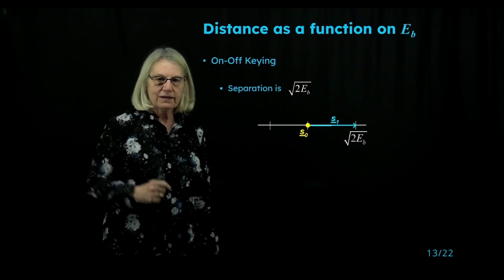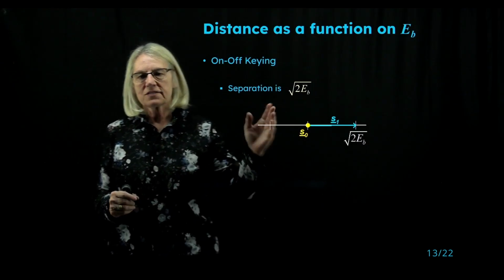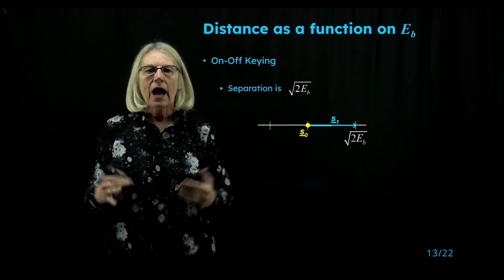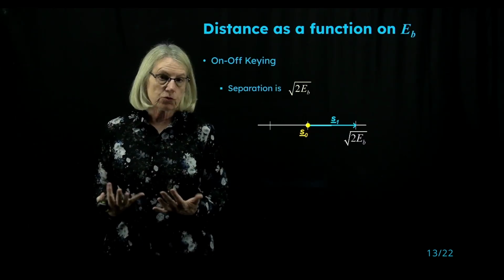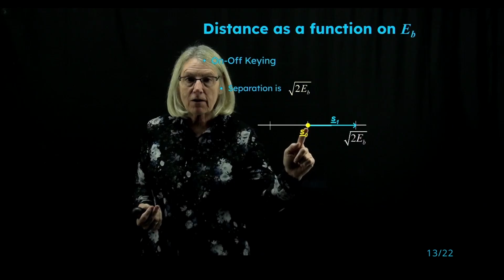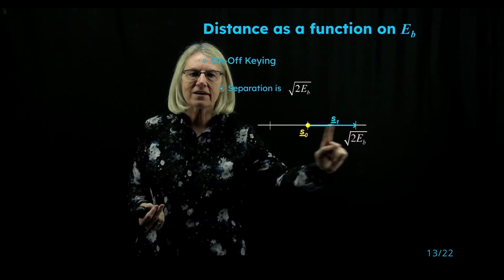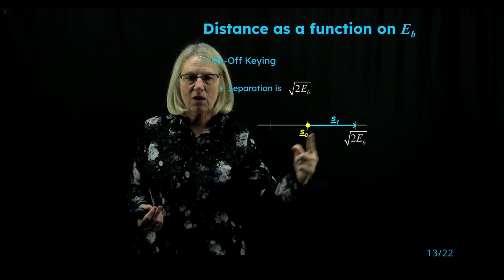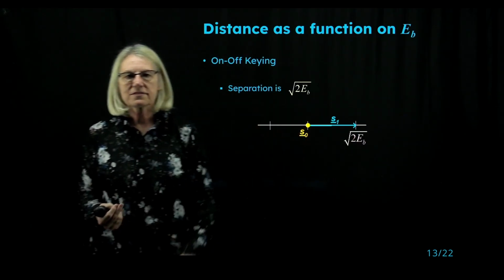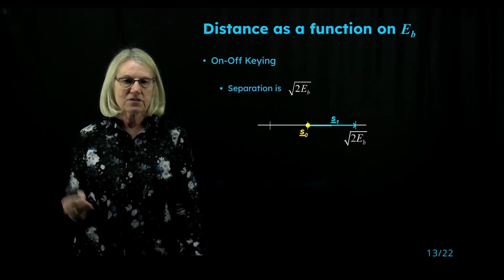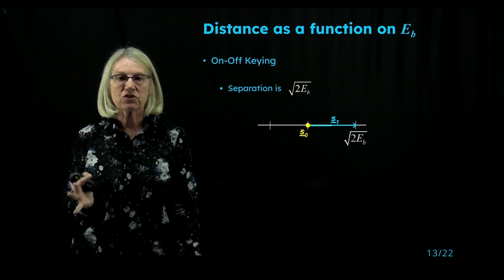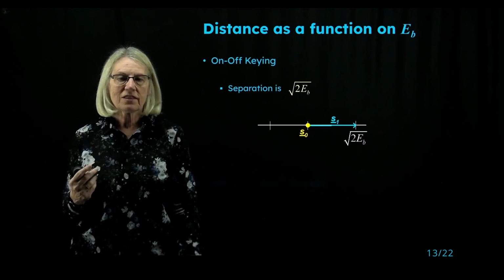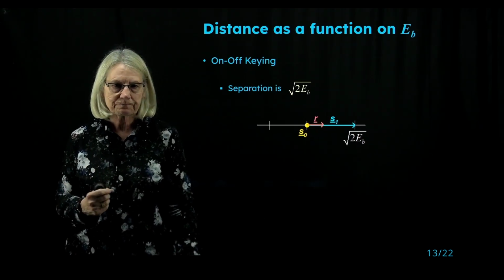So if I look now at this signal space representation, I can apply my geometric intuition. I know how far apart these 2 points are in this one-dimensional space. This separation between the 0 and the 1 is the square root of 2EB. So it's got a physical interpretation related to the energy of the signal.